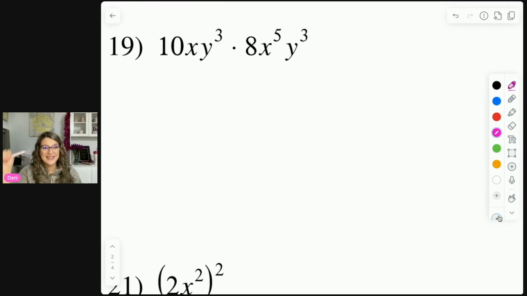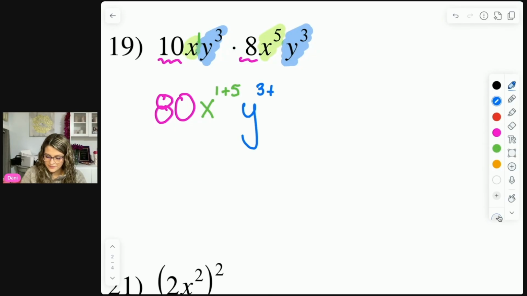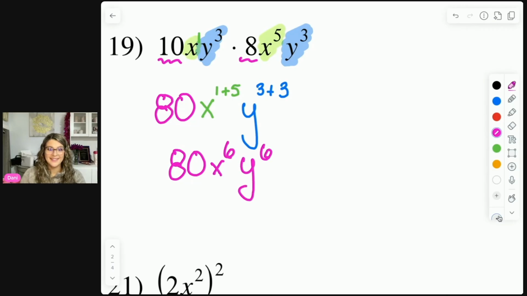So again, pause it here, press play when you're ready. So I'm going to take care of my real life numbers. So 10 times 8 is 80. I'm going to do my highlighting. We have X, X to the fifth, Y cubed, Y cubed. So let's take care of my X's. Remember, I'm going to put my little 1 there. So we have a 1 and a 5 for those exponents. And we have a 3 and a 3. So we get 80 X to the sixth and Y to the sixth.